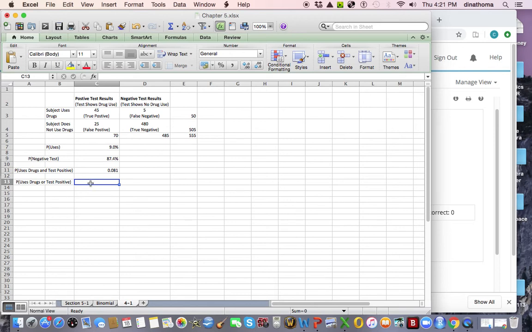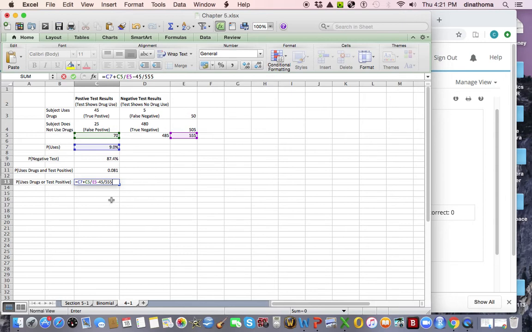And this is the additive law, the probability of A or B. So this equals the probability uses drugs, which we said is 9%, plus the probability that they test positive, which is this number divided by 555. And then we have to take out the double count, which is minus the 45 divided by 555, because we've counted the test positive twice.